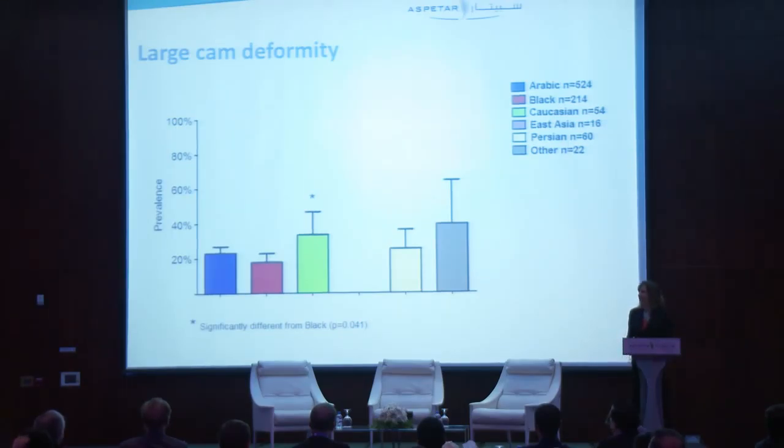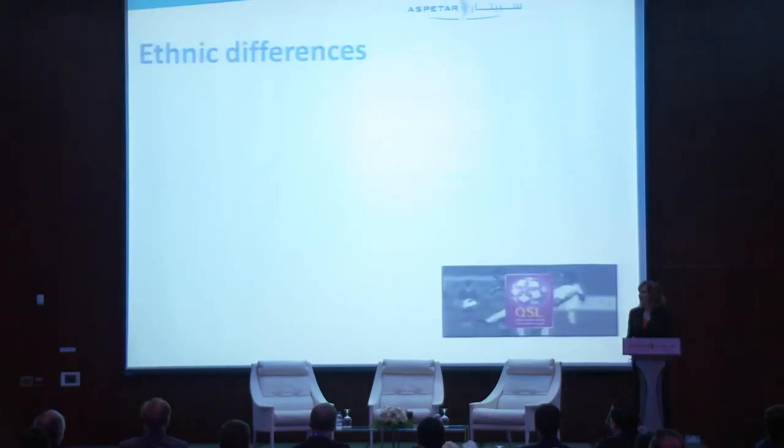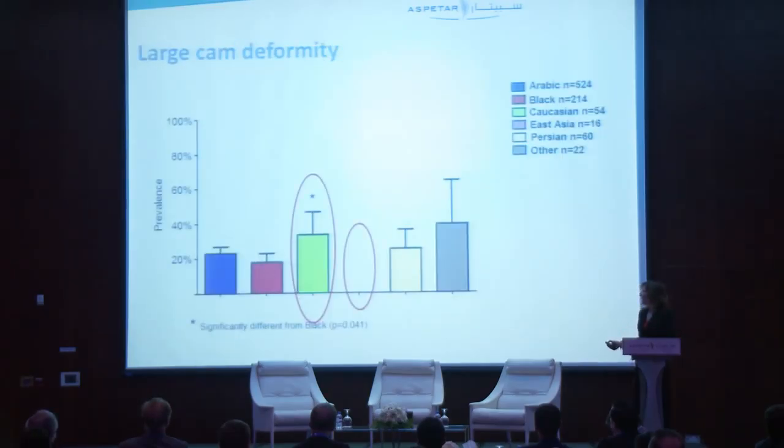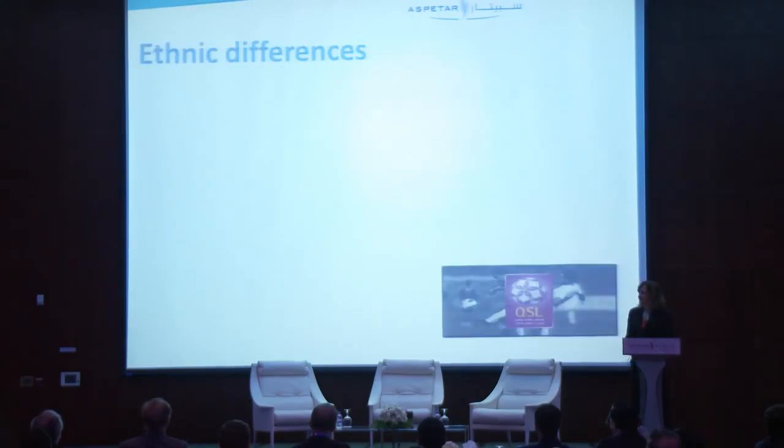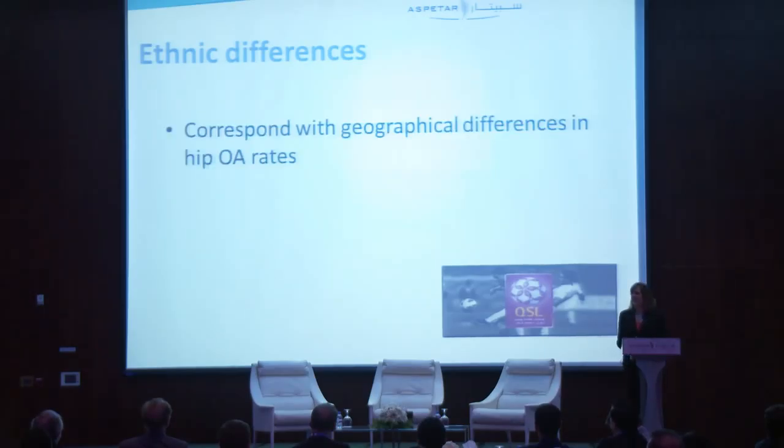And when we looked at the large cam deformity, it was actually absent in this East Asian ethnicity. And we found that the Caucasians seem to have a higher prevalence than the black footballers in our cohort. And there just seems to be a little bit of a higher prevalence amongst the Caucasians compared to the other ethnicities.